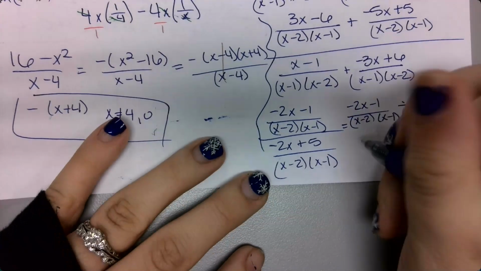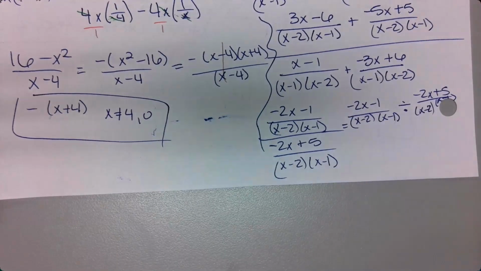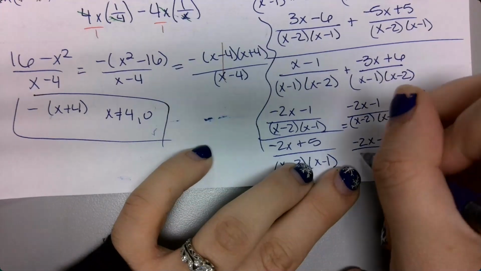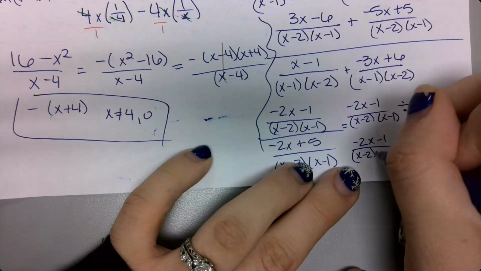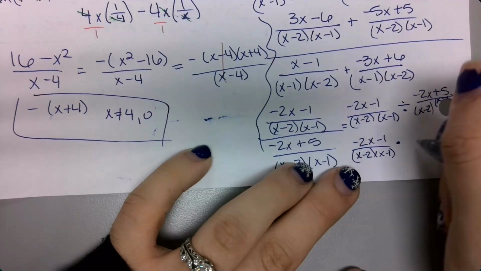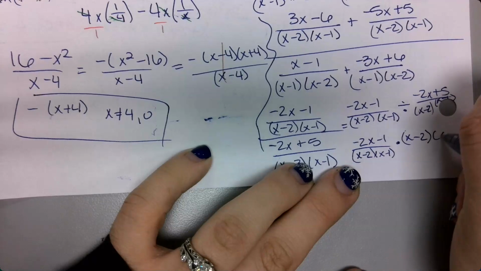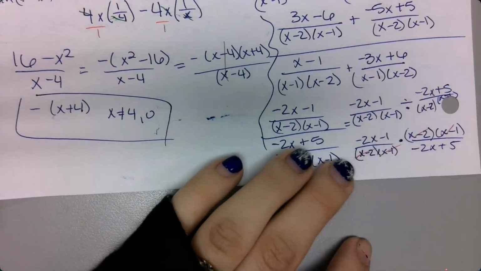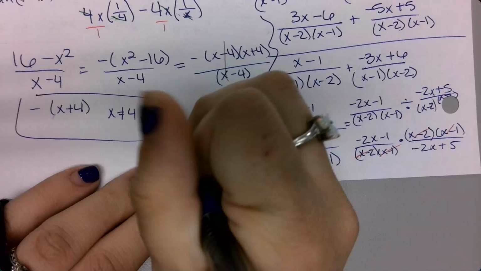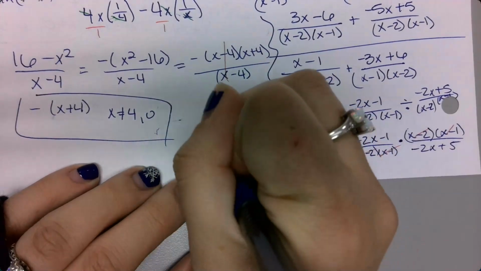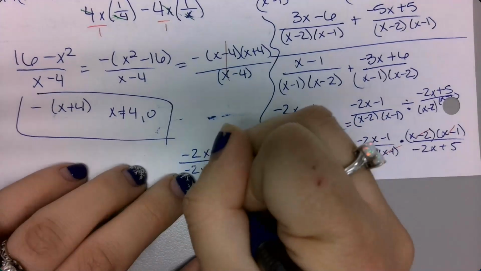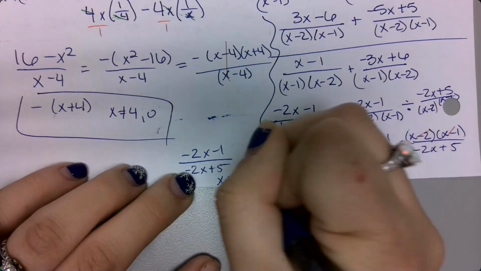The division can flip, or turn into multiplication, and then the second fraction will flip. So I have negative 2x minus 1 over x minus 2, x minus 1, times x minus 2 over x minus 1 over negative 2x plus 5. X minus 2's cancel out, x minus 1's cancel out. So I'm going to write my answer over here. I have negative 2x minus 1 over negative 2x plus 5. And then x can't equal 2 or positive 1.